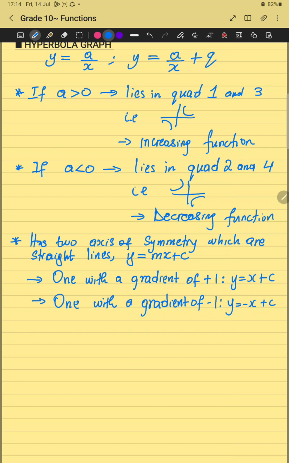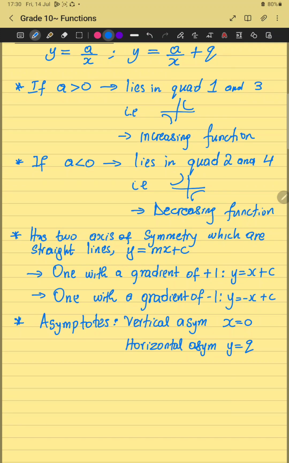Here we go. Now we're going to look at the equations of the asymptotes. There are two. We've got a vertical asymptote and a horizontal asymptote. Now let's look at those. Here we go. Now guys, I want you to take note of this. Let's say we've got y is equal to a over x plus q.